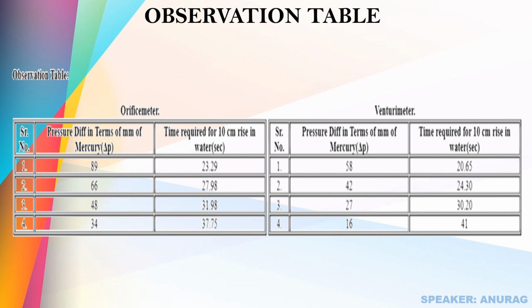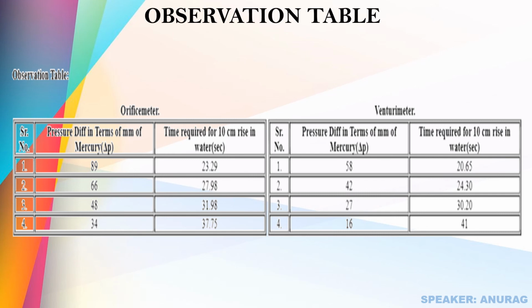Now after performing the procedure for both orifice meter and Venturi meter, we have our observations, which we have put in our observation table. Here we can see that for the orifice meter, for the pressure difference of 89 mmHg, the time required for 10 cm rise in water is 23.29. Similarly, for 66 mmHg it is 27.98, for 48 mmHg it is 31.98, and for 34 mmHg it is 37.75.